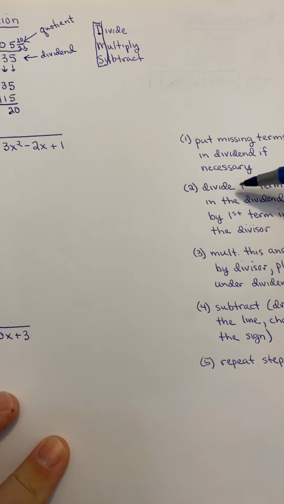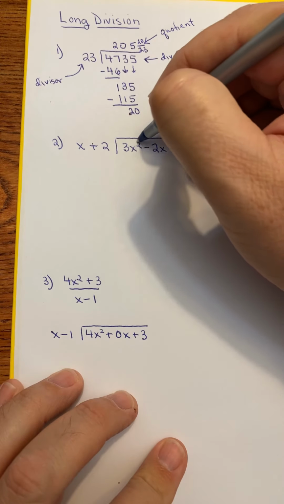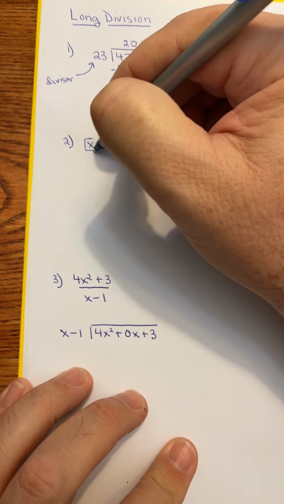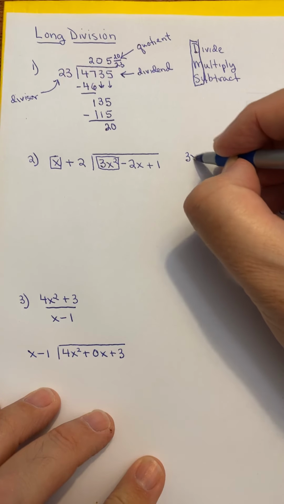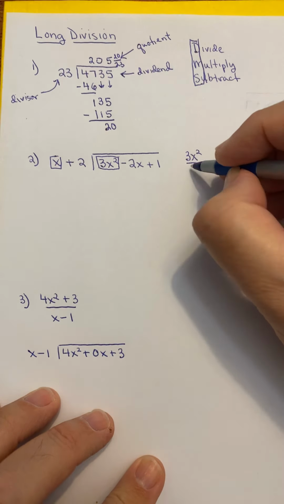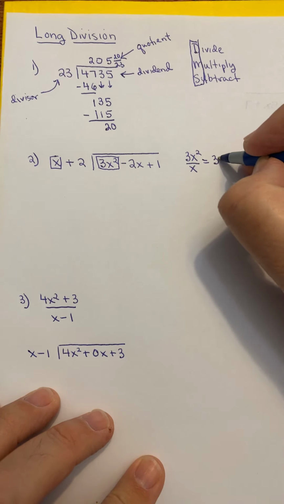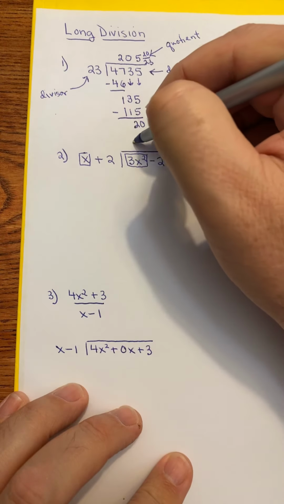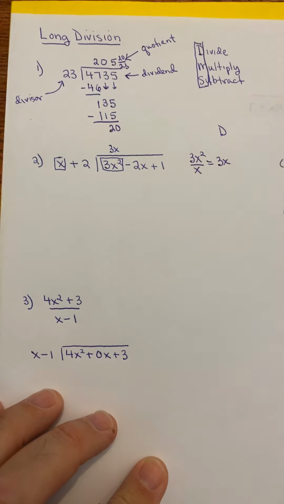Okay? Divide the first term in the dividend by the first term in the divisor. So I'm going to divide this 3x squared by the first term in the divisor, x. And for now, I'm going to do that over here. And 3x squared divided by x is 3x. Okay, and I'm going to put that up here on the top. Okay, there's my divide part of this problem.